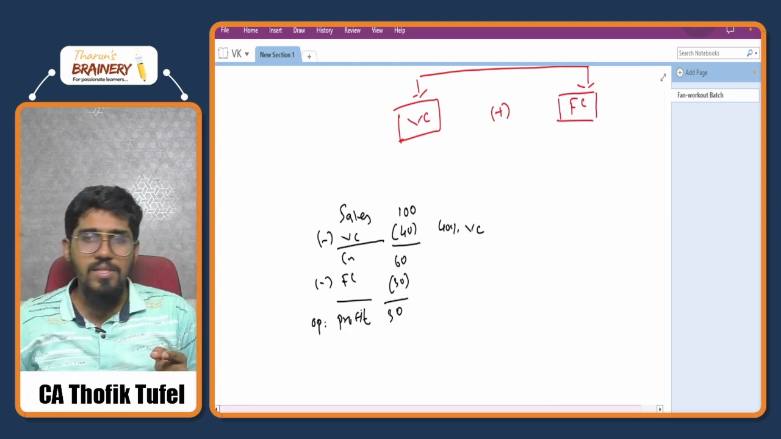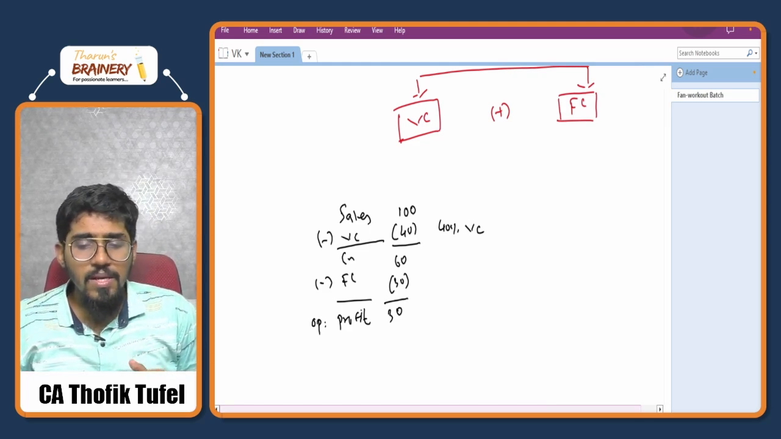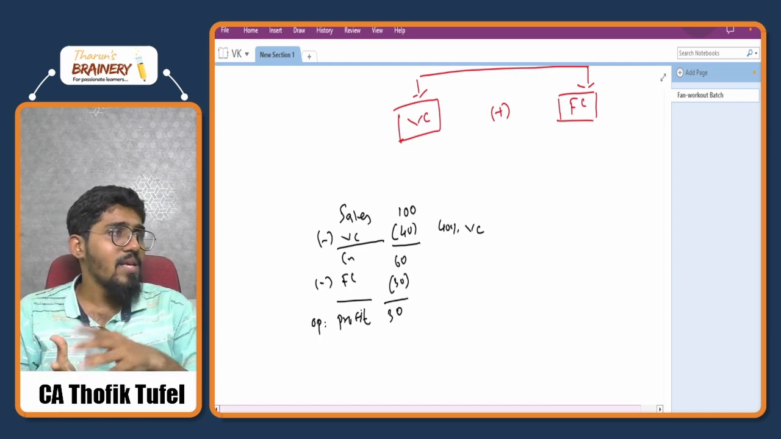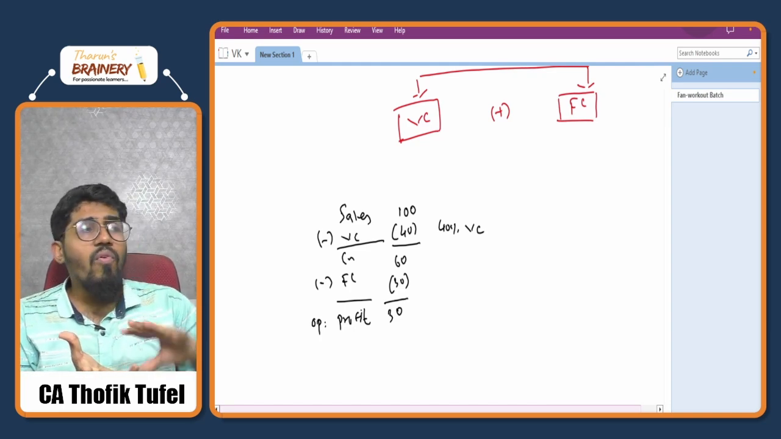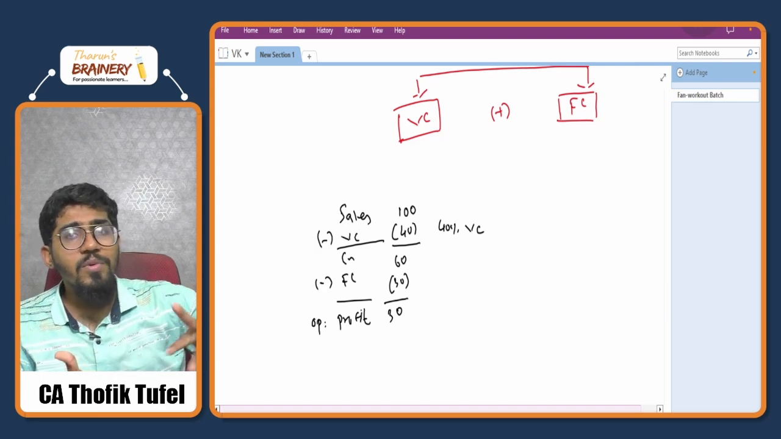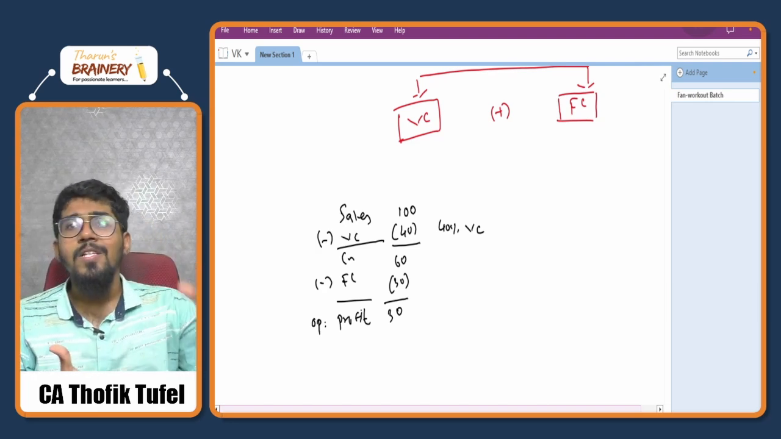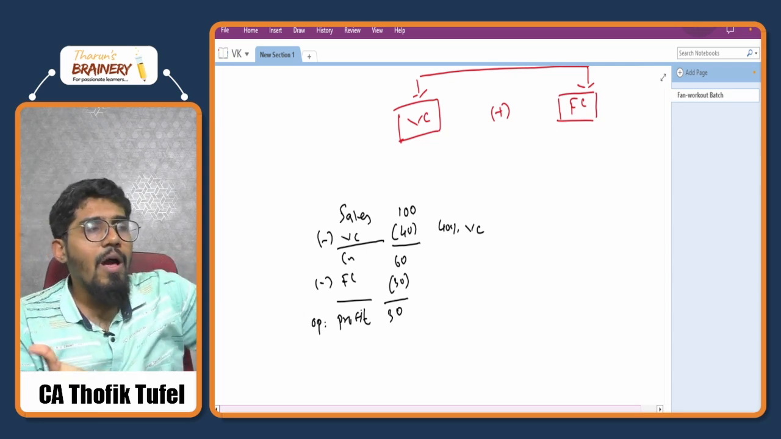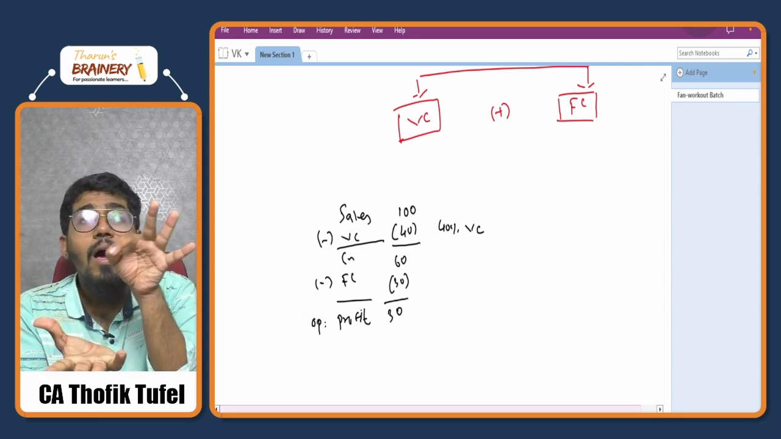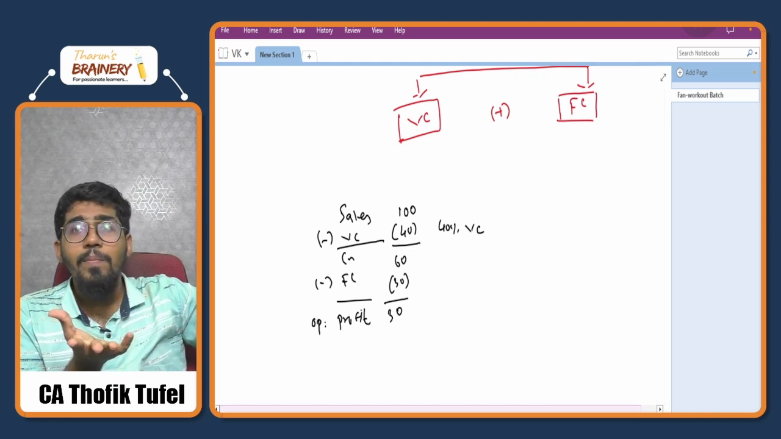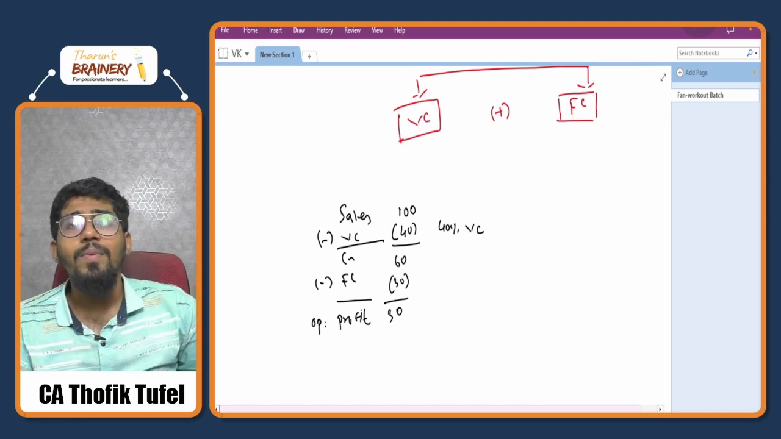Now take one more example. Suppose you are having sales of 50 rupees, and 40% is the variable cost. So which means 20 rupees is your variable cost: 50 into 40% is 20. So 50 and the 20 gone. How much is there in your hand? 30 rupees is there in your hand.